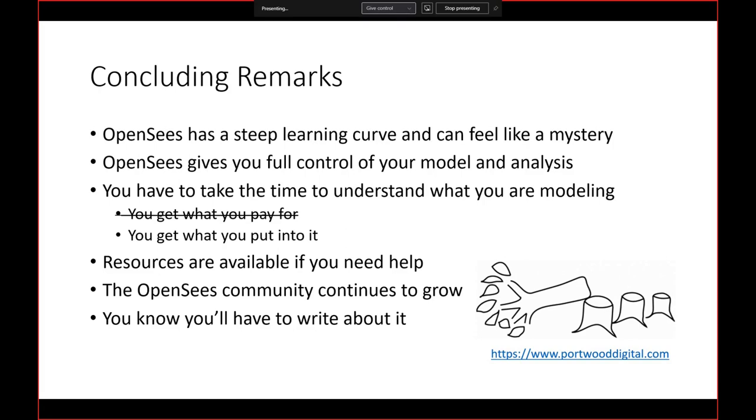There are several resources available if you need help as the community continues to grow. And finally, again, you're going to have to write about it. So spend some time to explain what you're doing with OpenSees through written communication. And it's very rewarding.